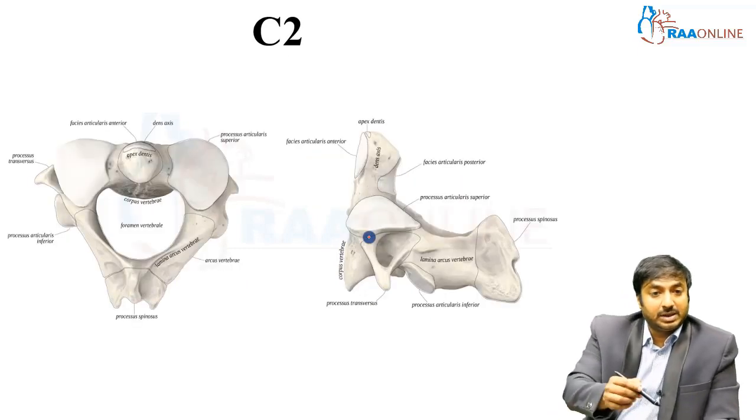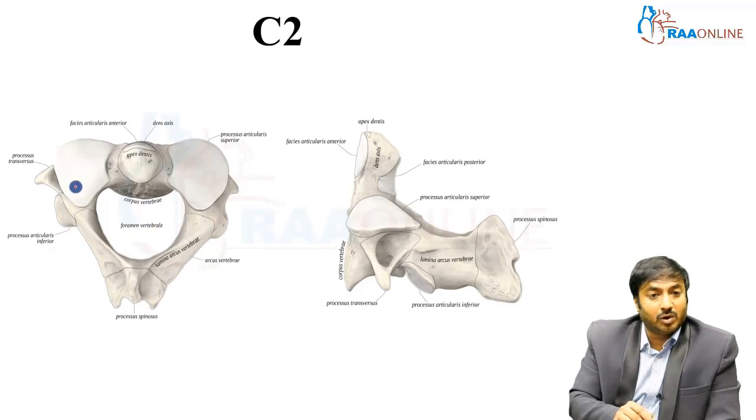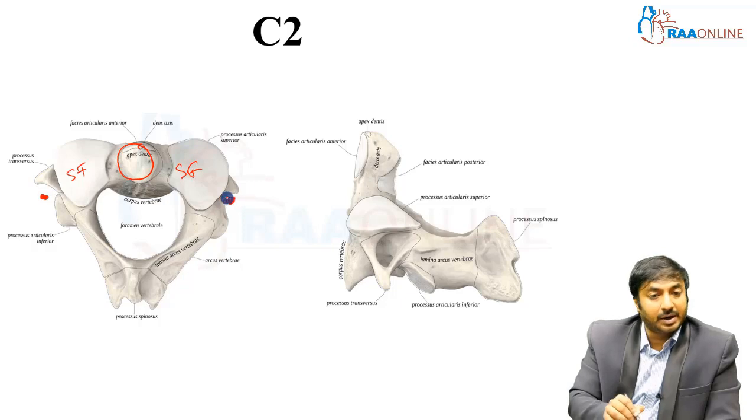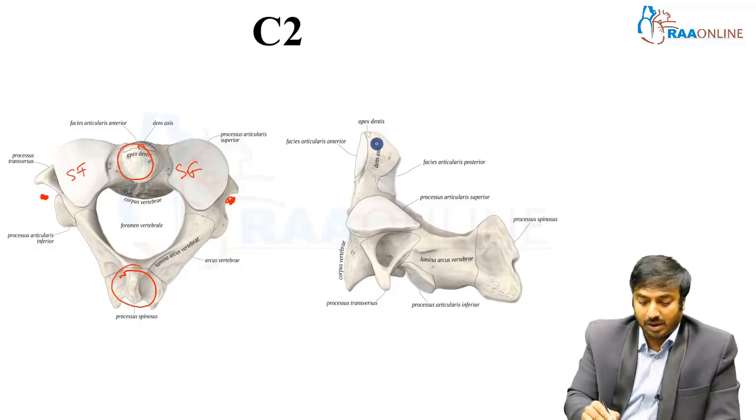This is the aerial view of C2, where you can see the odontoid tip and the superior facet of the odontoid. That will be seen bilaterally. The foramen transversarium is missing here, but it is usually present, showing the vertebral artery, and you can see the spinous process here. On the lateral aspect, again you can see the odontoid process, the superior facet here, and the inferior facet.